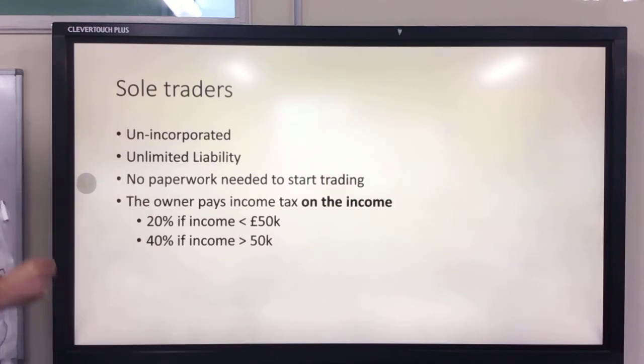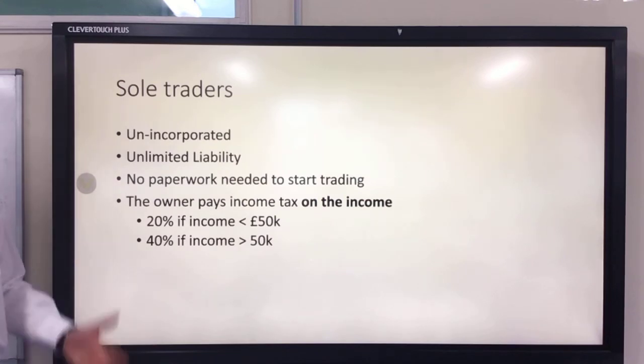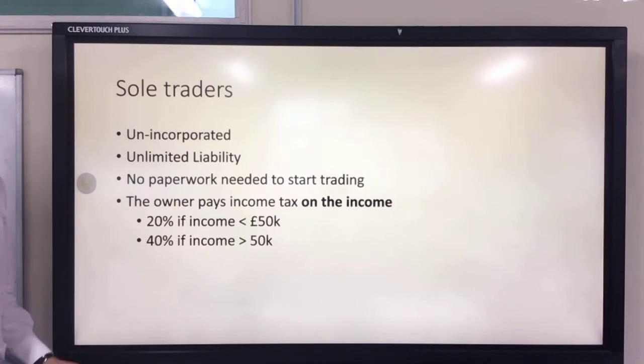Massive advantage, there is no paperwork needed to start trading. You can just arrange for a stall in the market and turn up and start selling and operating your business.